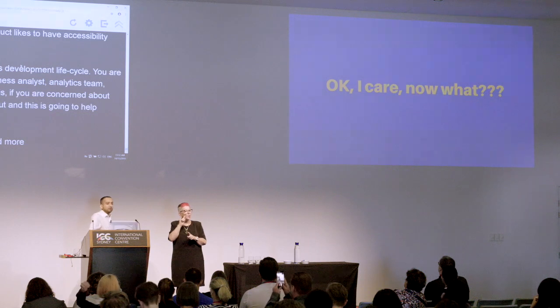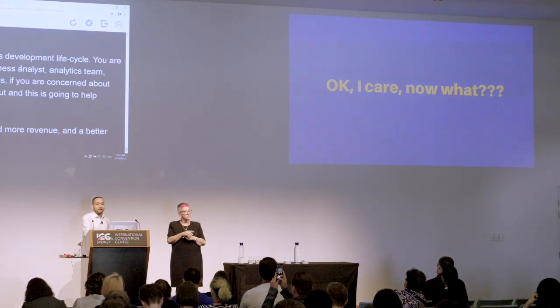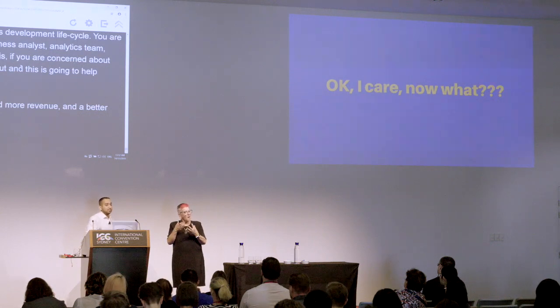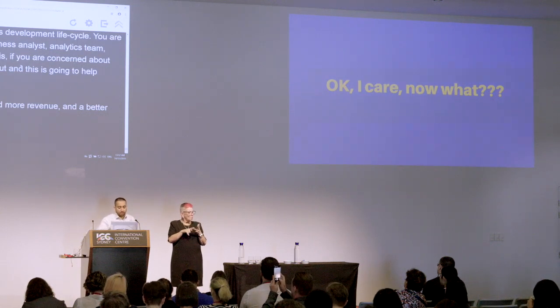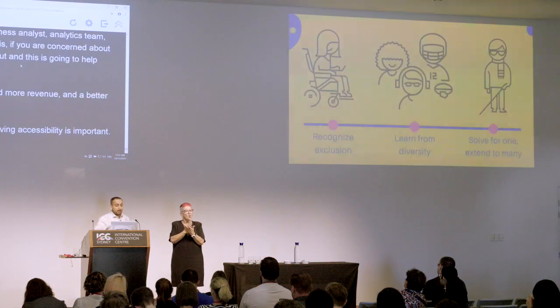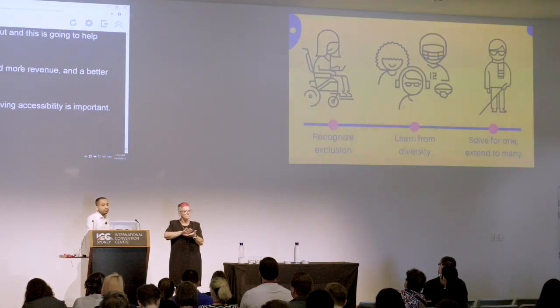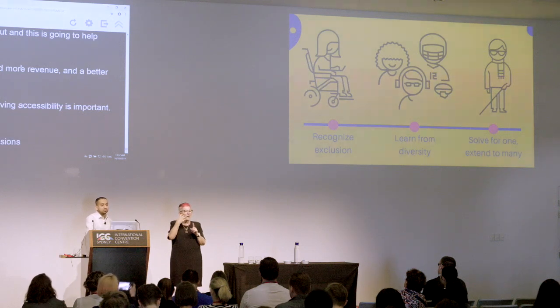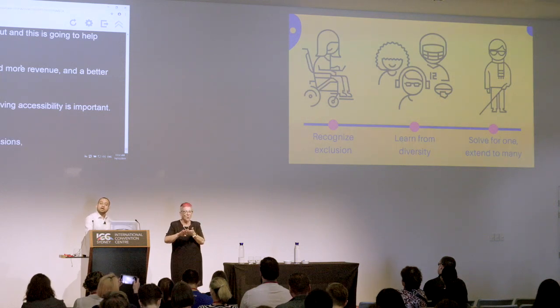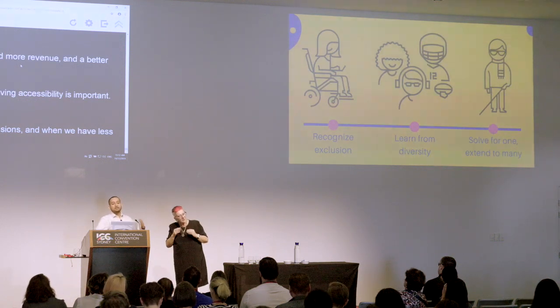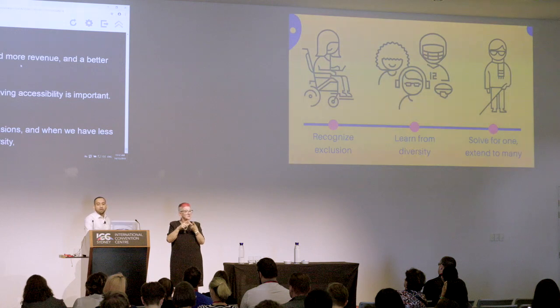Okay, so now we know that we care and why having accessibility is important. Now, how do we solve it? In order to solve it, we will see what the possible exclusions are. And when we have a list of those exclusions, we will learn from them, we will learn from diversity, and then we will solve it in a way that if it is solved for one, it is solved for everyone.